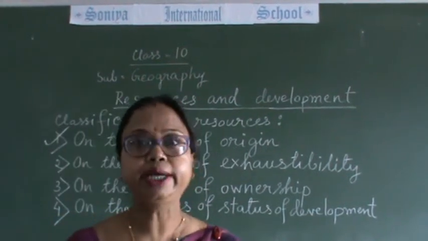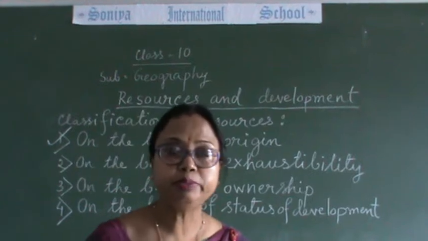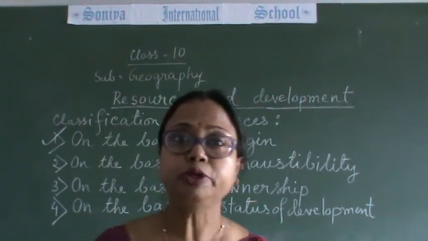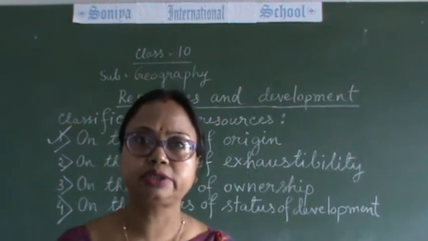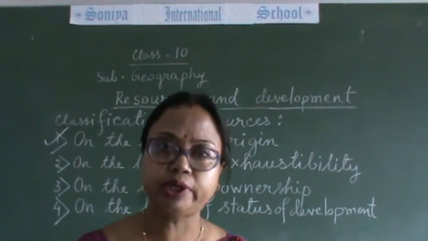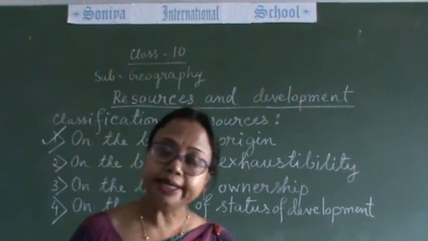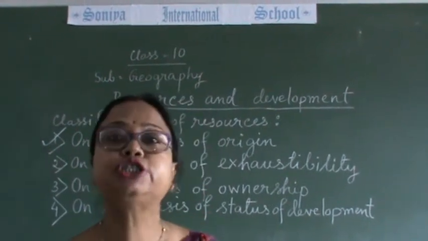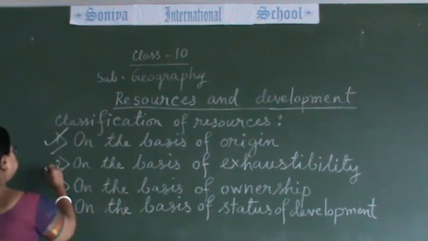On this point we can divide resources into two: one is biotic, one is abiotic. Biotic means life, such as plant life and humans. Abiotic means all non-living things like minerals, fossil fuels, etc. So this is on the basis of origin. Next is on the basis of exhaustibility.